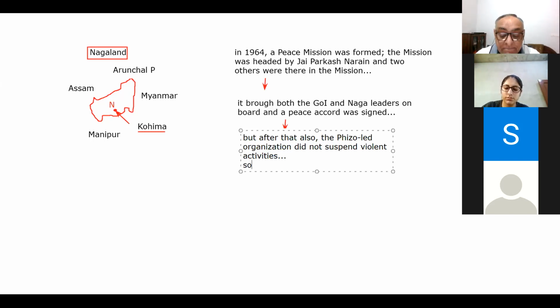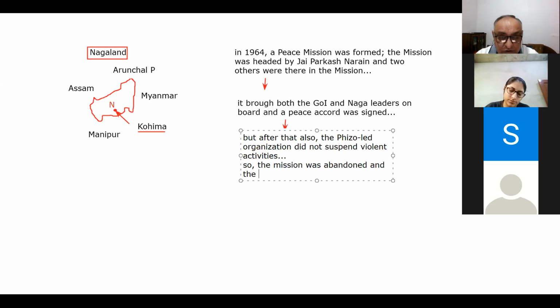So we can say the mission was abandoned. इसकी गवर्नमेंट को भी उसको छोड़ना पड़ा. Mission was abandoned, and the counter insurgency operation was launched. So government को भी उनके against operation launch करना पड़ा. Right? Counter insurgency operation was launched.